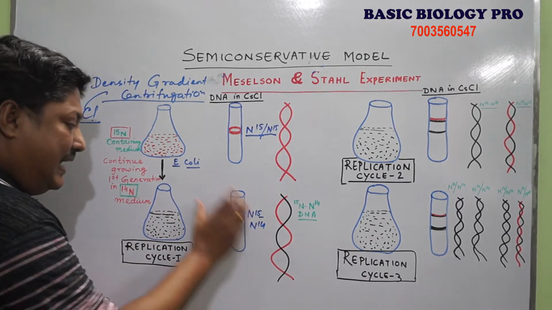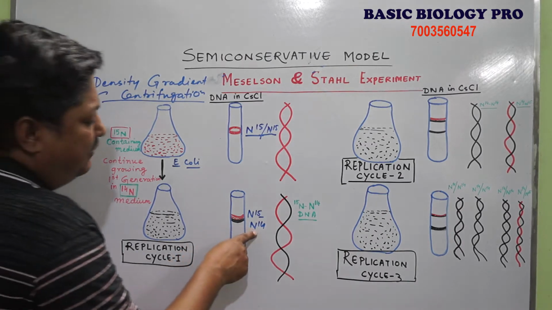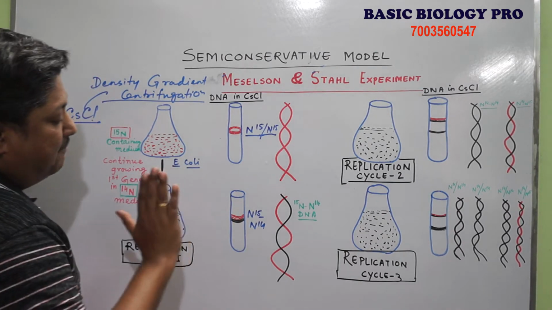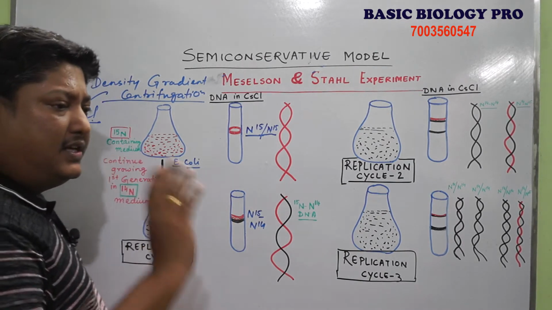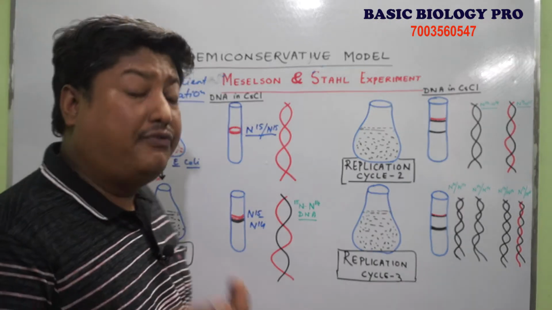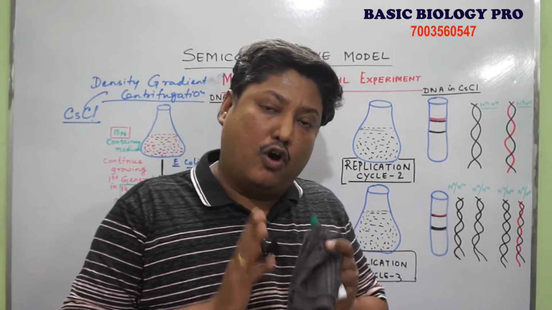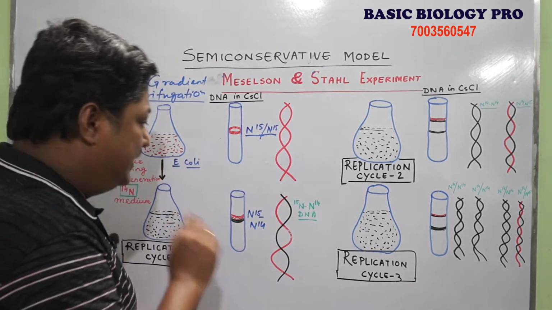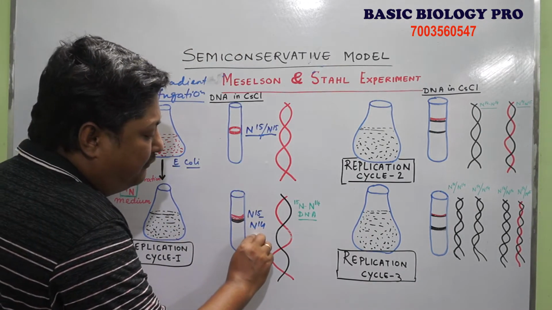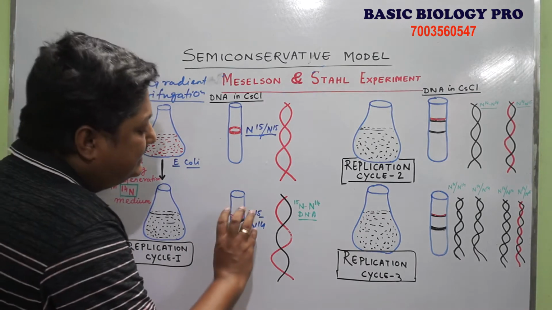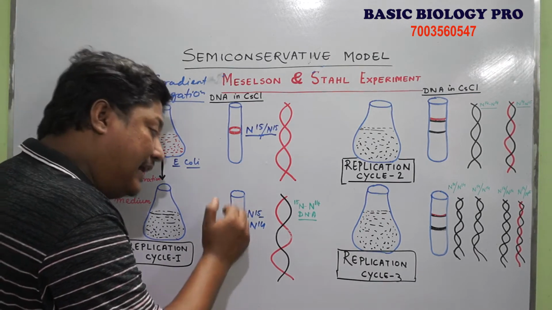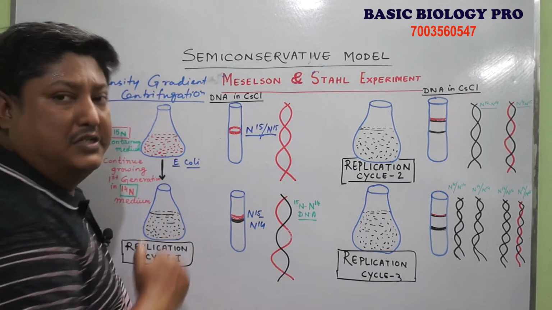Now there is again confusion, that this N15N14 band may appear in two cases, whether it is semi-conservative or dispersive, because in both cases the mixed band appears. So that is the difference. This N15N14 band does not indicate that it is semi-conservative. It is either semi-conservative or dispersive.